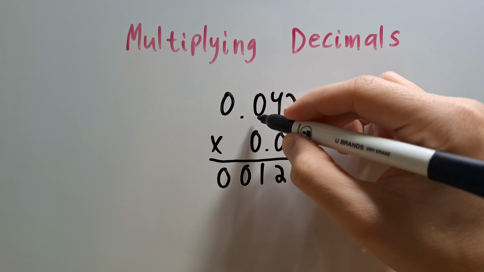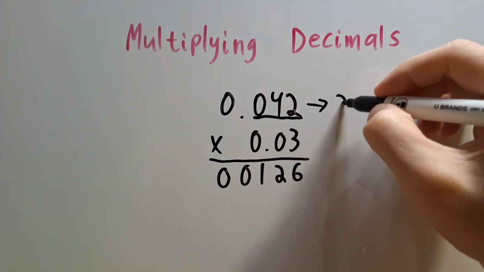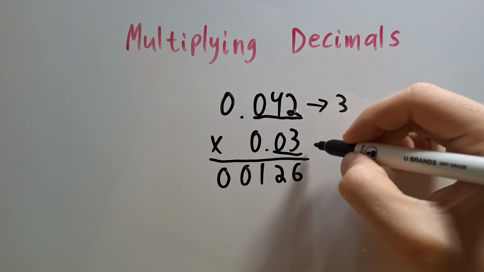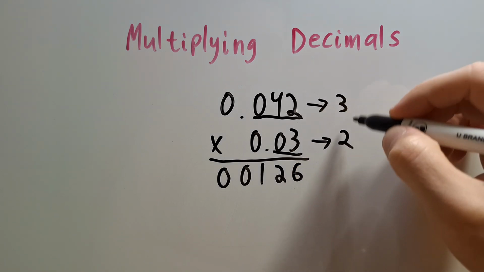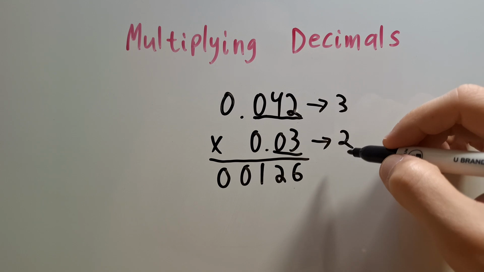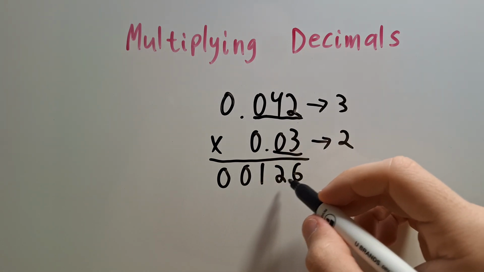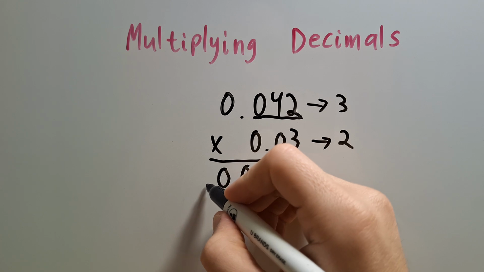So I'm going to have 3 numbers behind the decimal point in this number. There are 2 here, which means my product will have a total of 5 numbers behind the decimal point in the product. The catch here is that there are exactly 5 numbers.